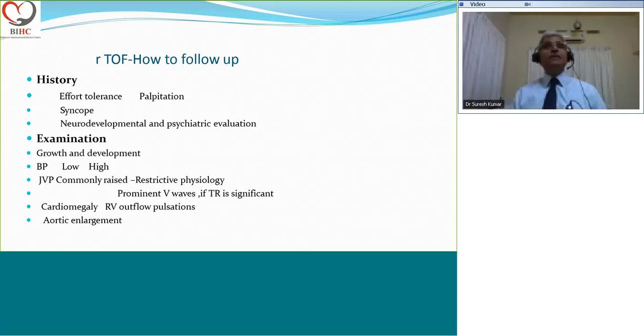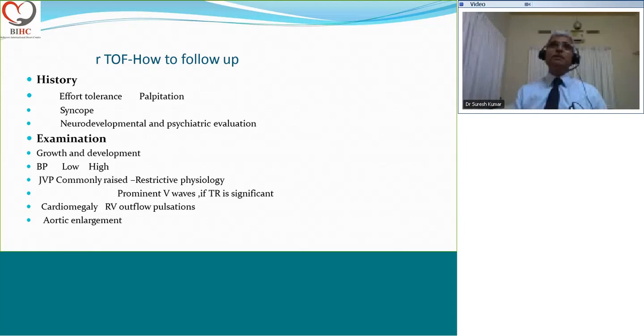Totally unrelated to the heart, remember, here is a child who has undergone a major surgery in early childhood or infancy, and the neurodevelopmental evaluation of such a patient is important. And with our increasing recognition of the neurodevelopmental and psychiatric impact of 22q11 microdeletion, this also will enter into our assessment. When you examine, you are going to look at growth and development.